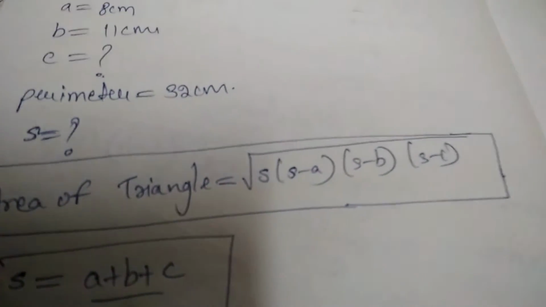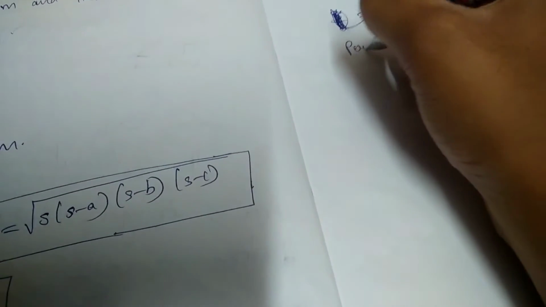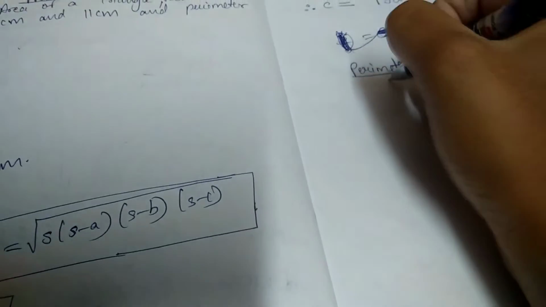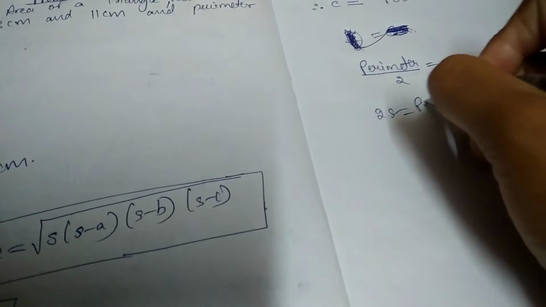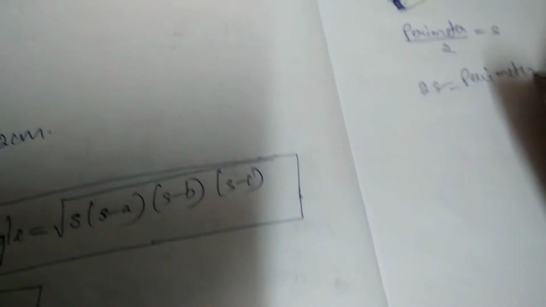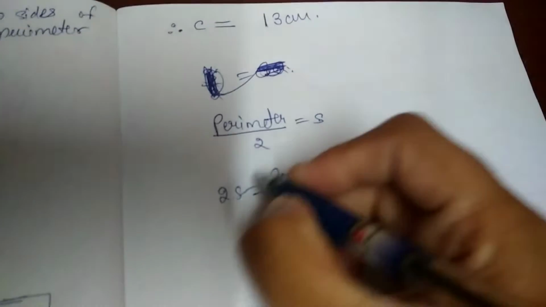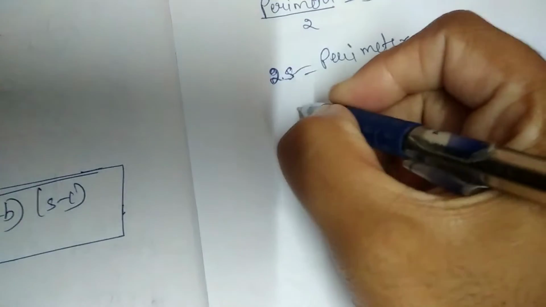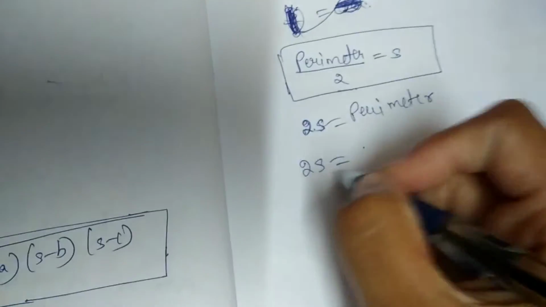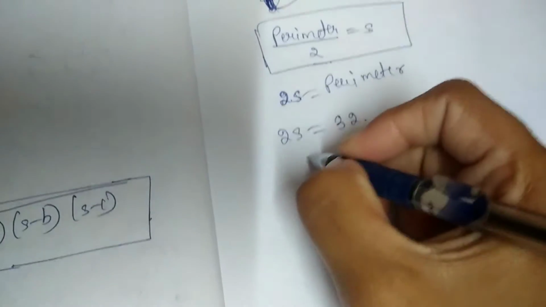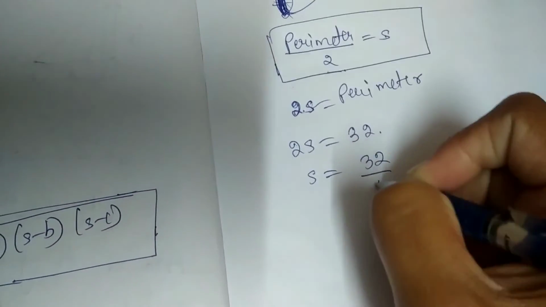So what is the perimeter? Half of the perimeter is S. So 2S is equal to perimeter. Then what happens? You know the value of perimeter. What is the value of perimeter? Just put it in a box, okay? So the value of perimeter is 32. Just put it in there. So you get S is equal to 32 by 2. What is 32 by 2?